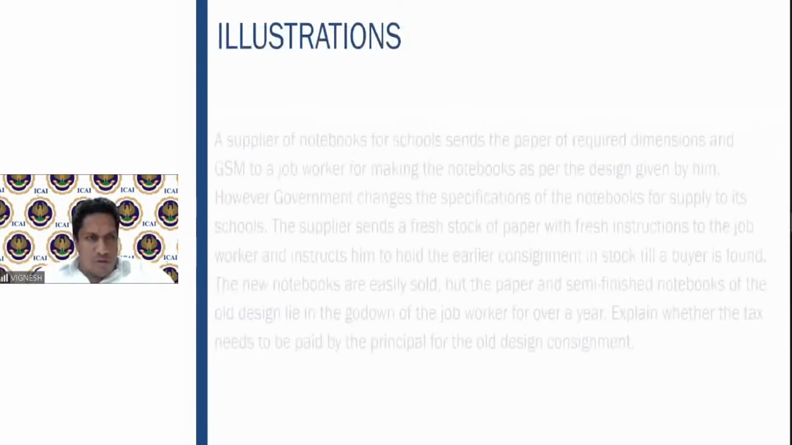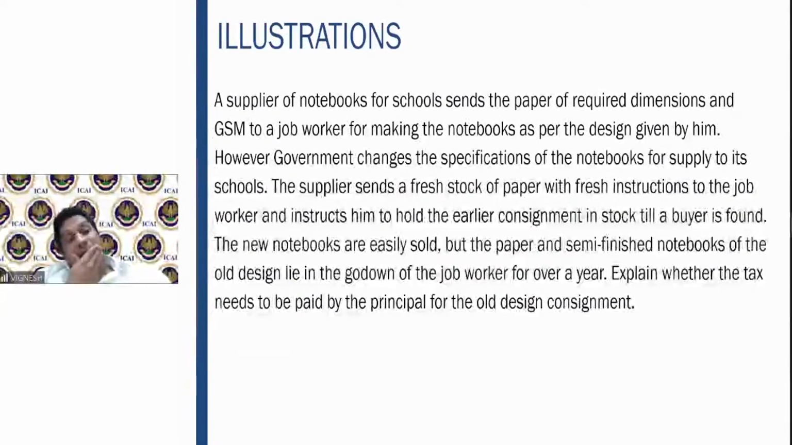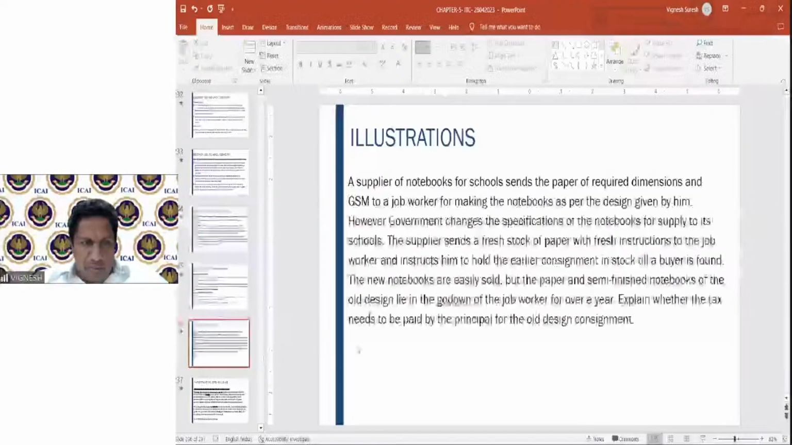Similar for capital goods. Now let us look at an example based on this. The supplier of notebooks for schools sends paper of required dimensions and GSM to a job worker for making the notebooks as per the design given by him. However, the government changes the specifications of the notebooks for supply to its schools. The supplier sends a fresh stock of paper with fresh instructions to the job worker and instructs him to hold the earlier consignment in stock till a buyer is found. The new notebooks are easily sold, but paper and semi-finished notebooks of the old design lie in the godown of the job worker for over a year. Explain whether the tax needs to be paid by the principal for the old design consignment.